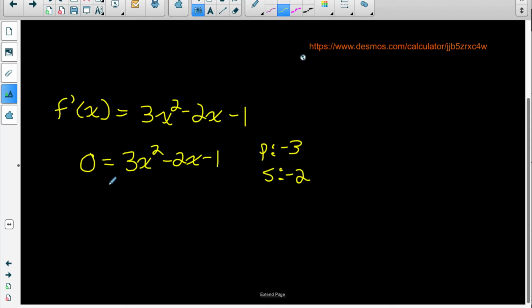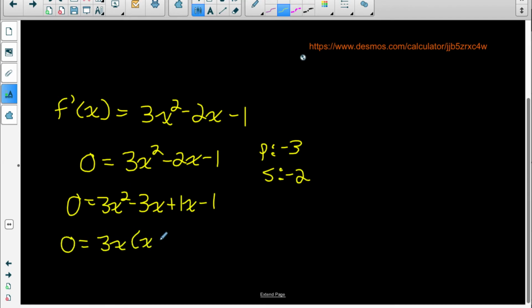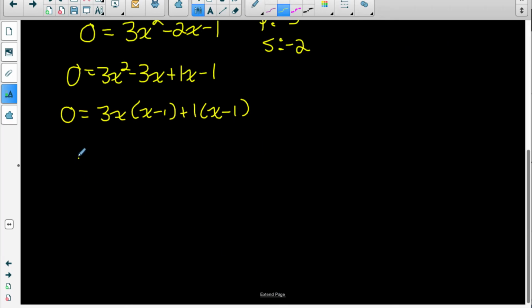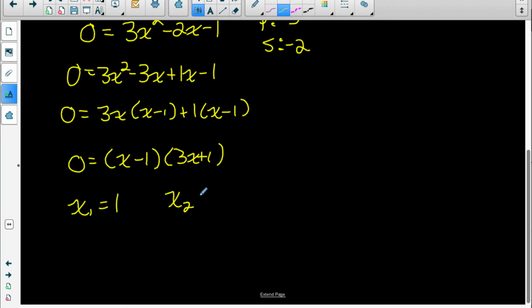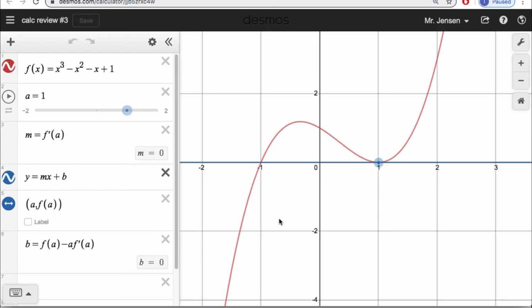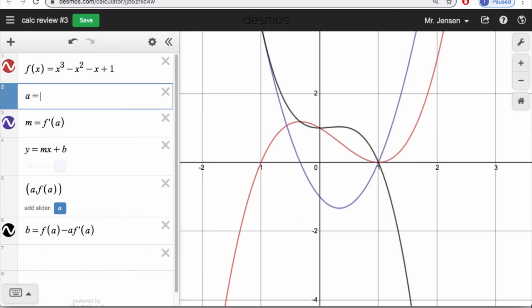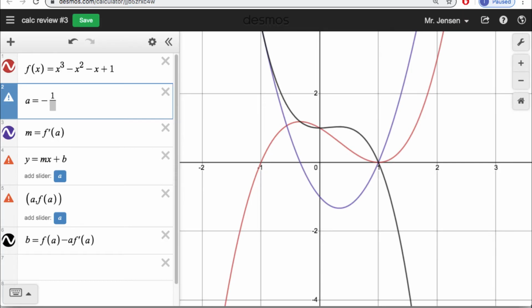And the numbers that work are negative 3 and 1, so I split the middle term, and then I factor by grouping. Common factor a 3x from the first two terms, and common factor a 1 from the last two terms, and I get a common binomial, which I could factor out, and I get x minus 1 times 3x plus 1. So I get two answers for x. I get 1 and negative a third. Those are the two values that make the derivative be 0. So those are the two places on the original function where I would have a horizontal tangent, right? At 1, you see it here, and then also at, we figured out negative a third.